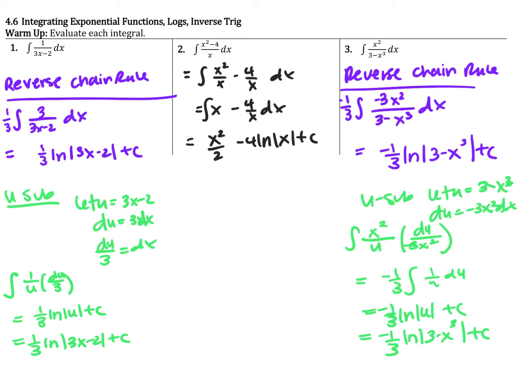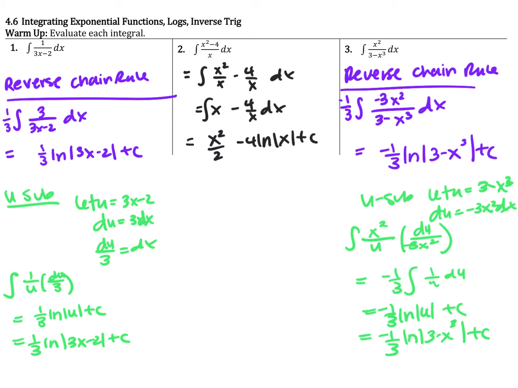The last one I think is a little harder to see the reverse chain rule, but you can use it there. You can also use u substitution and let u equal the denominator, which is going to give you du equals negative 3x squared, and you can work through it that way. Things to check over: make sure you have your plus c, make sure you have your absolute value with natural log, and if you did use substitution, make sure your final answer is back in terms of x.